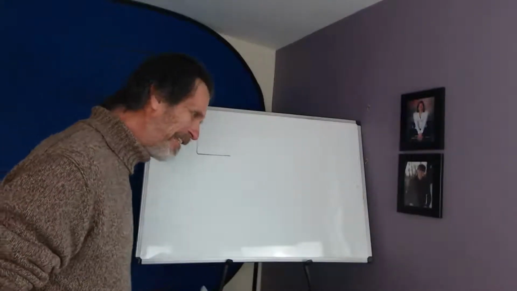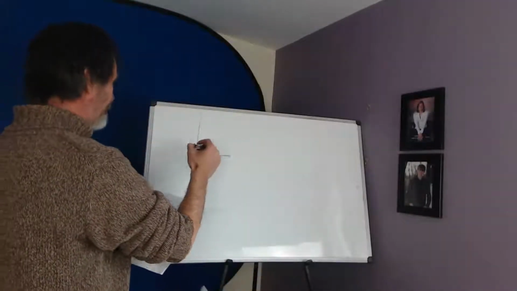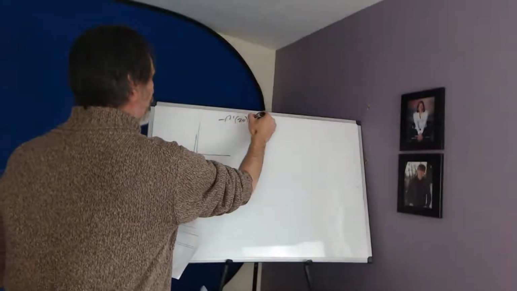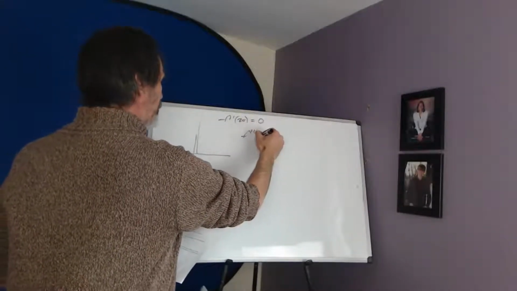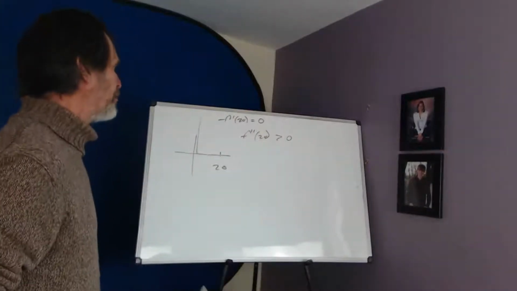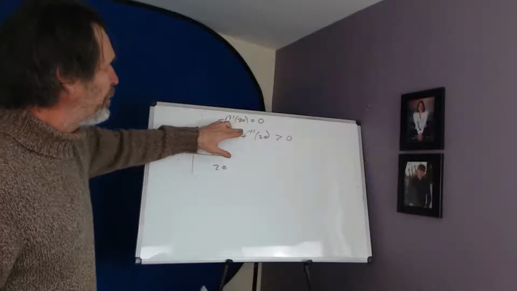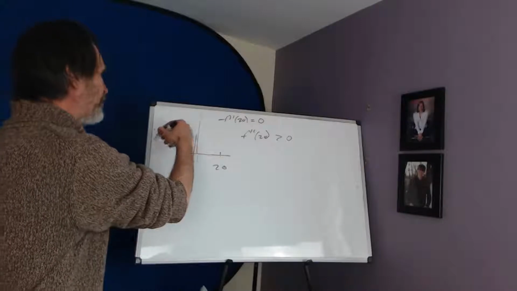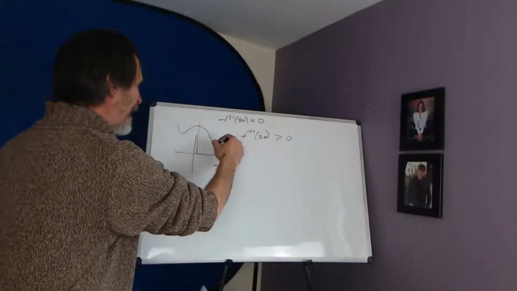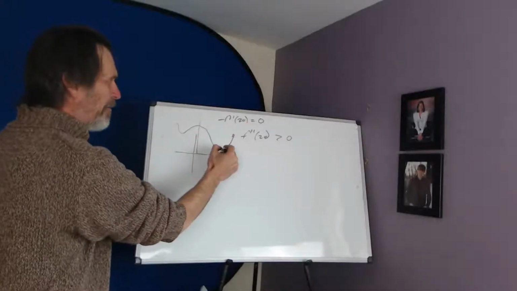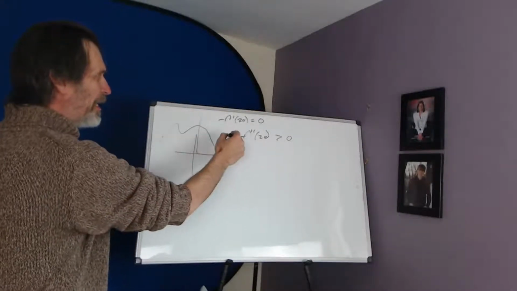So back on activity 16, here's part A. F prime of 20 is equal to 0. F double prime of 20 was bigger than 0. There's 20. So we need to draw a graph that has these two things going on. The slope is 0 and the graph is concave up at 20. It doesn't really matter what it looks like over here, but at 20, it must look something like that. So it must have a slope of 0 and be concave up.